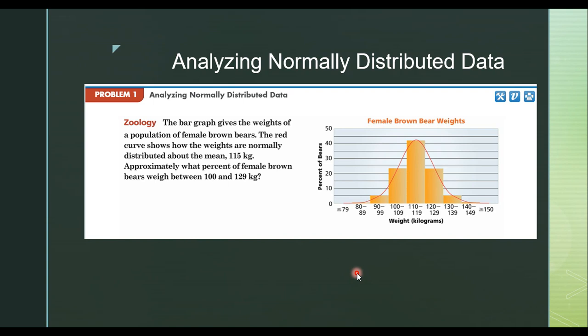So let's do something with this, shall we? It comes up so often. We're actually going to start off with a pretty chill example, though. So this bar graph gives the weights of a population of female brown bears. The red curve shows how the weights are normally distributed, about the mean of 115 kilograms.